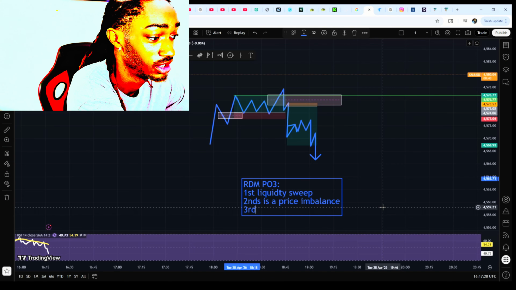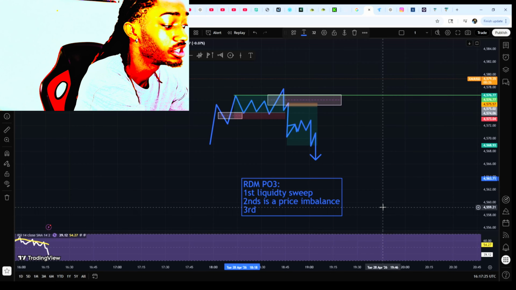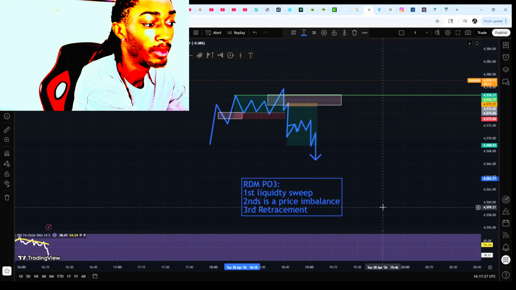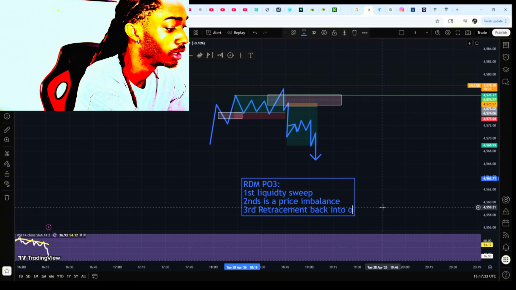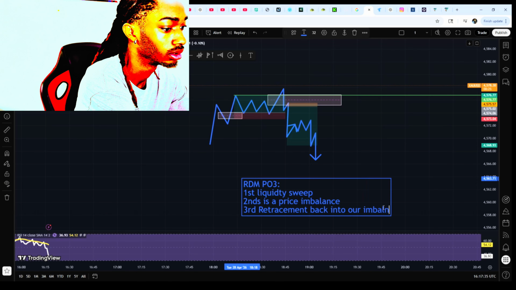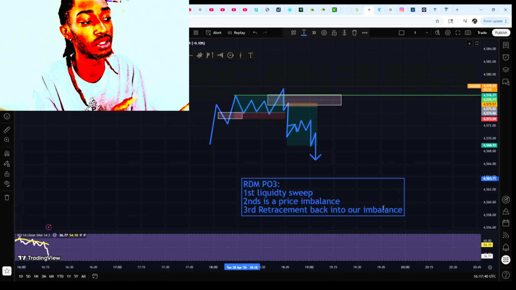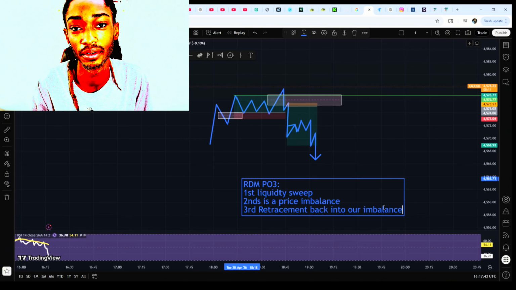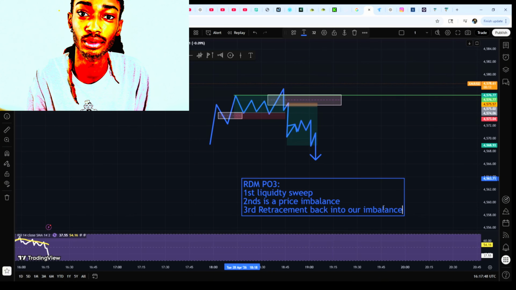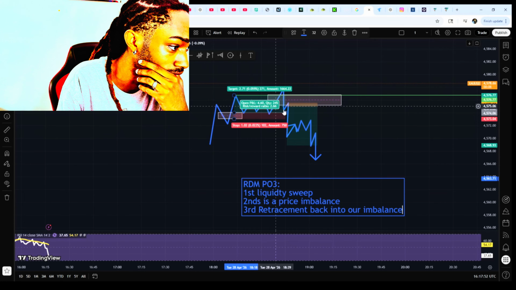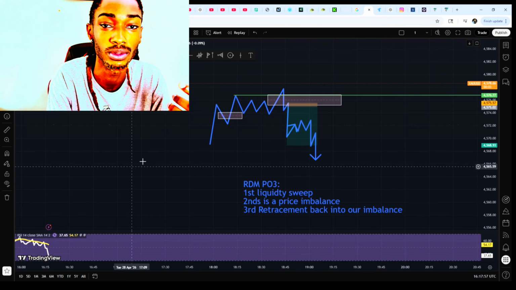Third and final thing I should say is a retracement back into our imbalance. A retracement back into our imbalance. Once we see those three things, then I am very confident in the trade and where the direction of it is going to go. So now let's get into our short example. So let's say TP smacked here, bang. Let's just delete this for a second, and then we see we have a liquidity sweep.